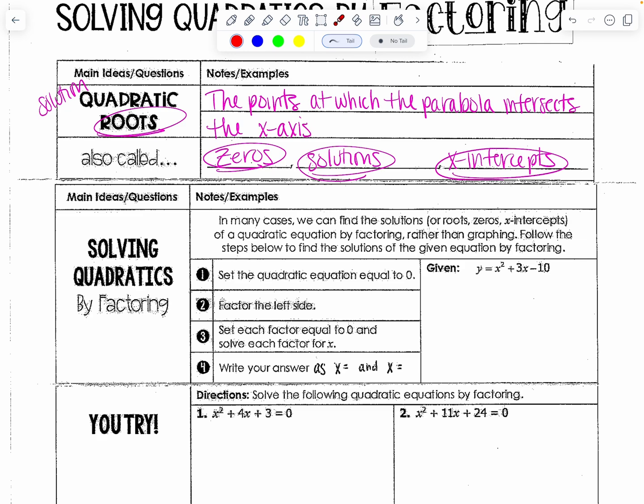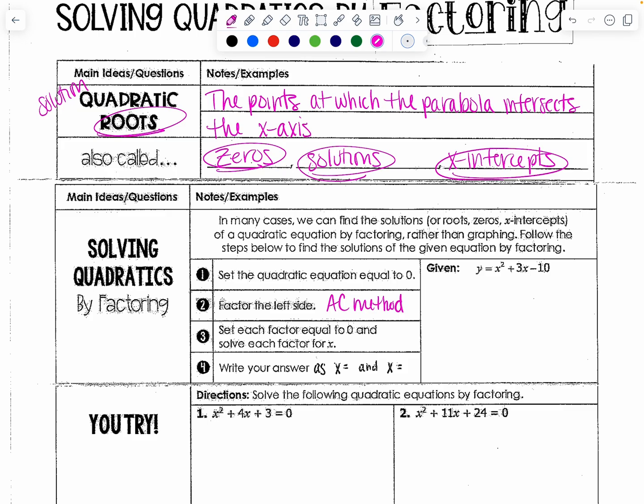In the example, it doesn't really matter if your equation's on the right side or left side, wherever your zero is is fine. And then step three, set each factor equal to 0 and solve each factor for x. I'll show you what that means. And then you write your answer as x equals and x equals. That second step where it says factor, we're doing the AC method. So we're using the AC method in order to factor this.